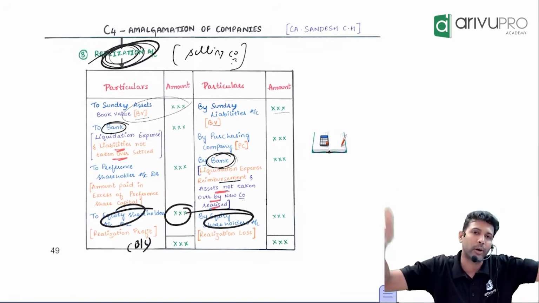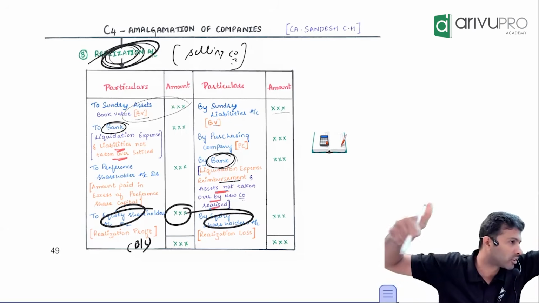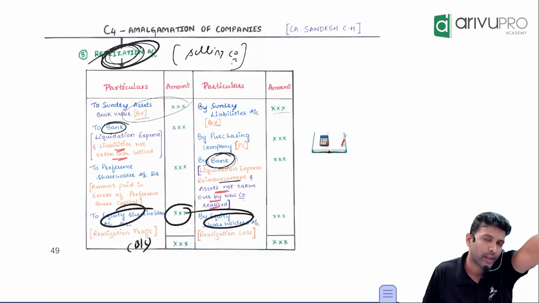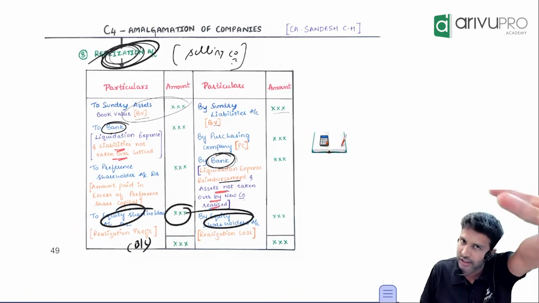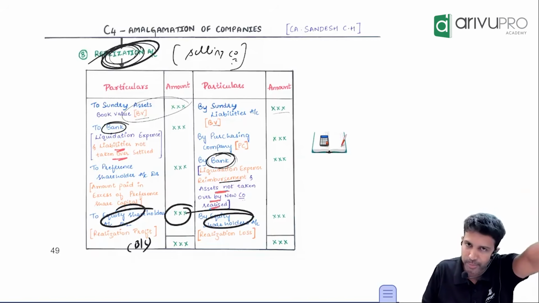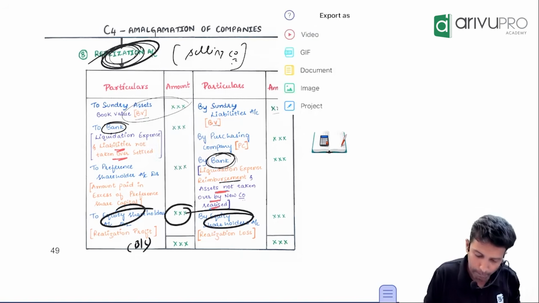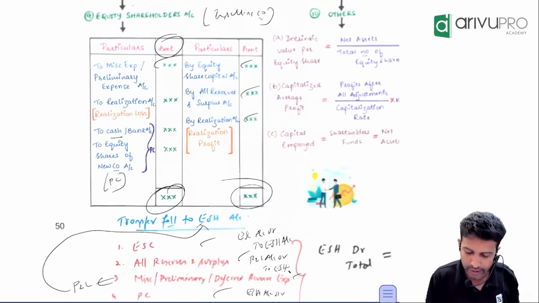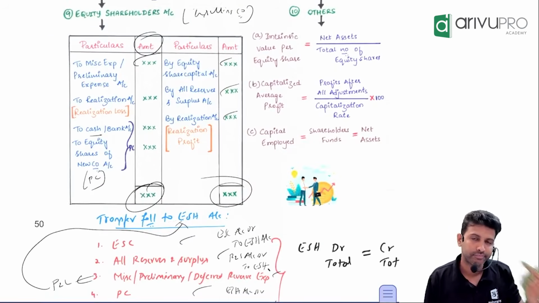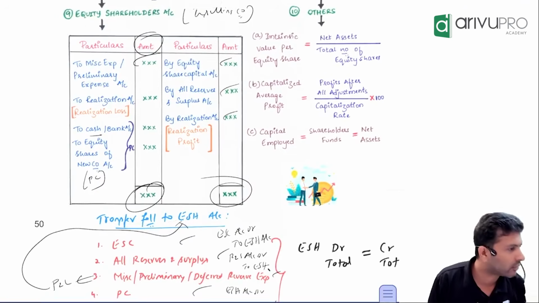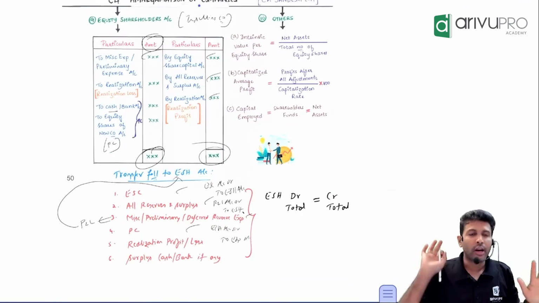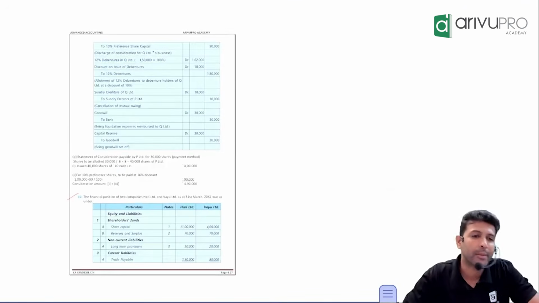Last 6 checkpoints. Transfer 6 things to the equity shareholders account to balance it. What are those? Equity share capital, all the reserves and surplus, preliminary expense, realization profit or loss, purchase consideration, surplus cash. After passing this also, compulsorily it should match, or if it doesn't match, review once again. Somewhere you have done something wrong. That's all the concept of amalgamation.